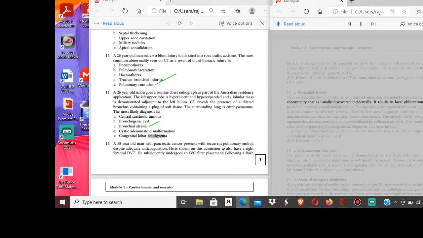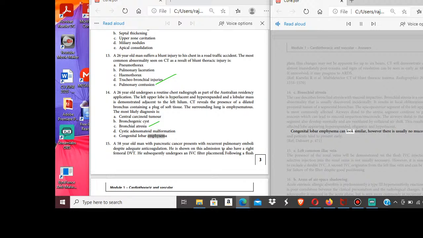It results in local obliteration of the proximal lumen of a segmental bronchus. The apico-posterior segment of the left upper lobe is most commonly affected. Airways distal to the atretic segment continue to produce mucus, which can lead to mucoid impaction/mucocele. The airways distal to the atretic segment also develop normally and are ventilated by collateral air shift. This results in the affected lobe appearing hyperexpanded, oligaemic, and hyperlucent.